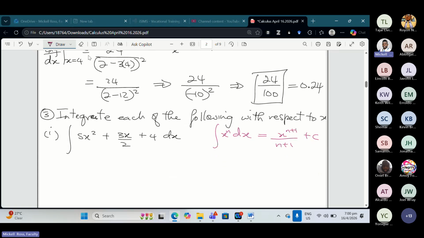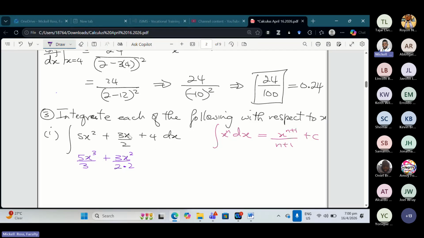So if we're integrating here, add 1 to the power, divide by the new power, we're going to get 5x cubed divided by 3 plus, add 1 to the power, divide by the new power. So notice this is 3x over 2. Let's add 1 to the power. We're going to get 2. And we now need to divide by the new power, which is 2. So let's pay attention to what is happening here.